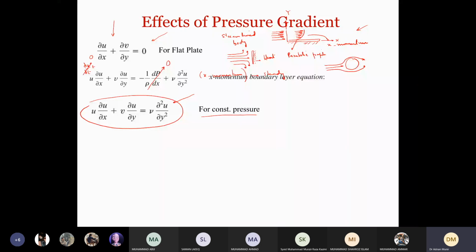If the pressure is constant, then this x momentum equation is reduced to this form, and if we plot this equation inside the boundary layer, we get a parabolic profile like this. Now we will try to include the effects of pressure gradient and see how it affects the boundary layer flow.